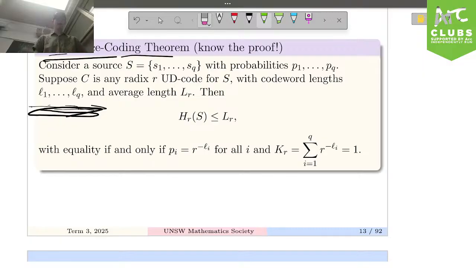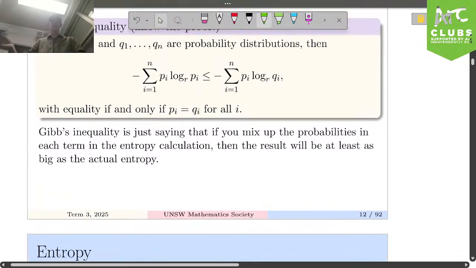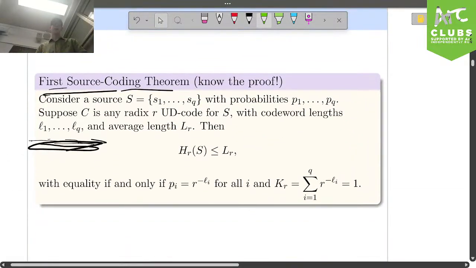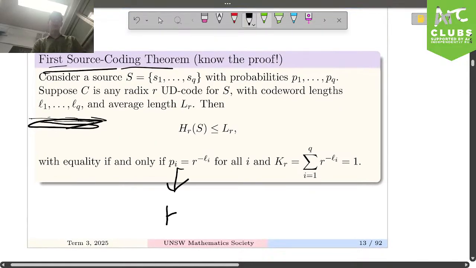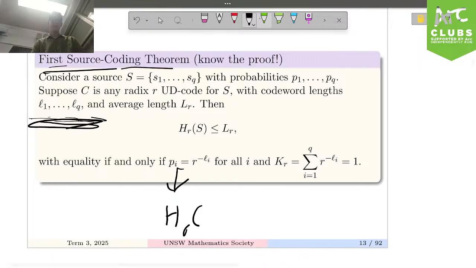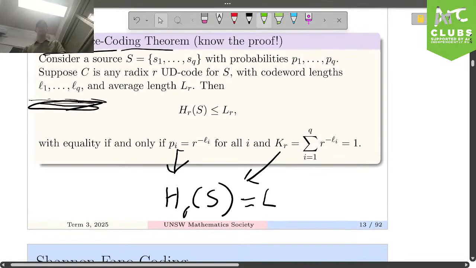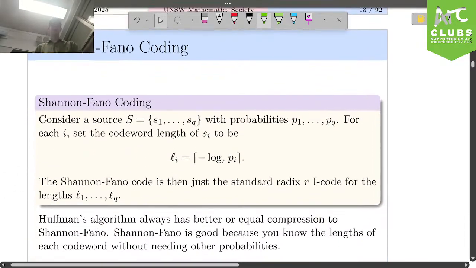And specifically, if it is nice enough such that all your probabilities are r to the negative li, and you have this k value corresponding to that being equal to 1, then if you play around with the mathematics, it pops out that the Huffman average code word length is going to be equal to the entropy in that case, if these two conditions are met. The proofs, say for Gibbs inequality, are in the slides if you want to look at them.